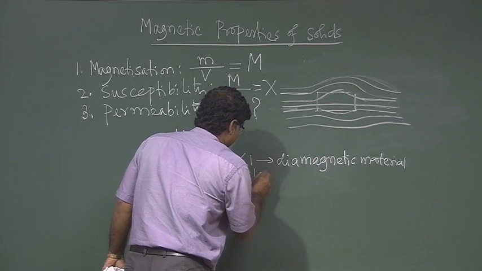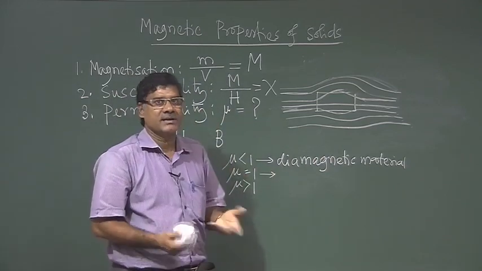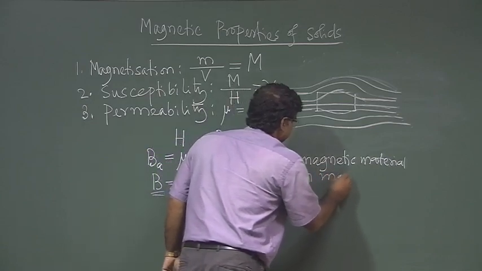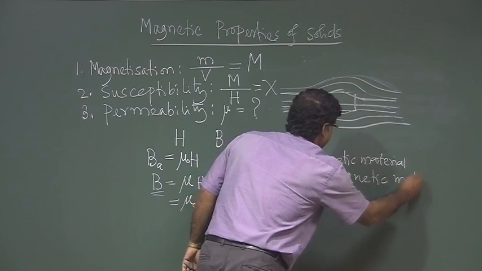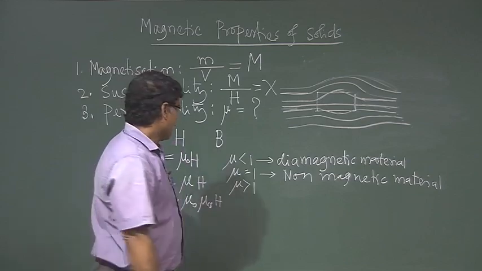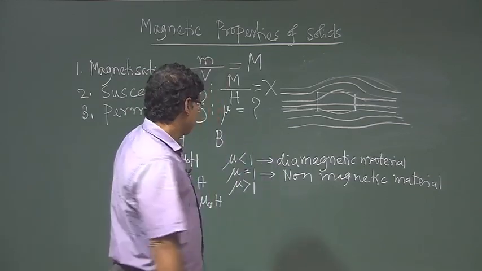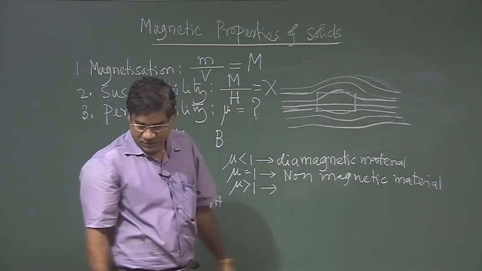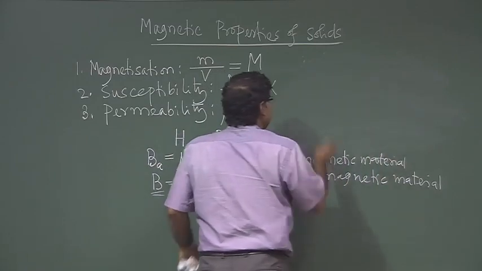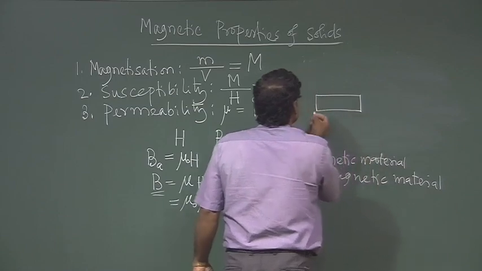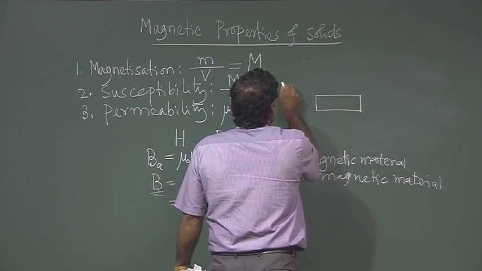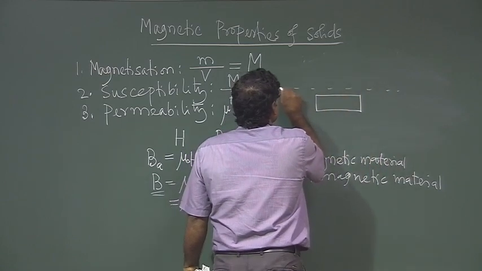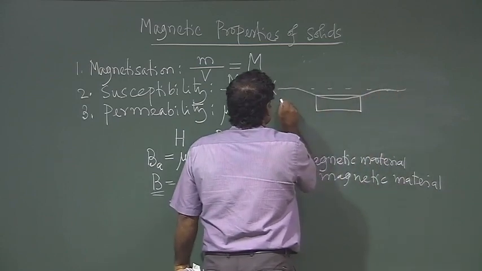In the case of mu equal to 1, there is no change of the field inside the material. So this is basically non-magnetic material. And when mu is greater than 1, the density of these lines of force inside the material will be higher. It will be just the opposite, as if this magnetic material attracted these lines of force, so they will enter into the material.